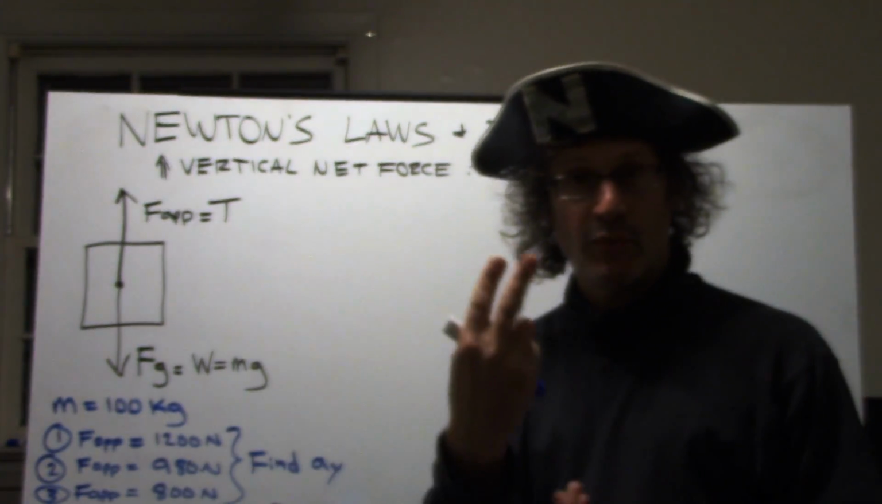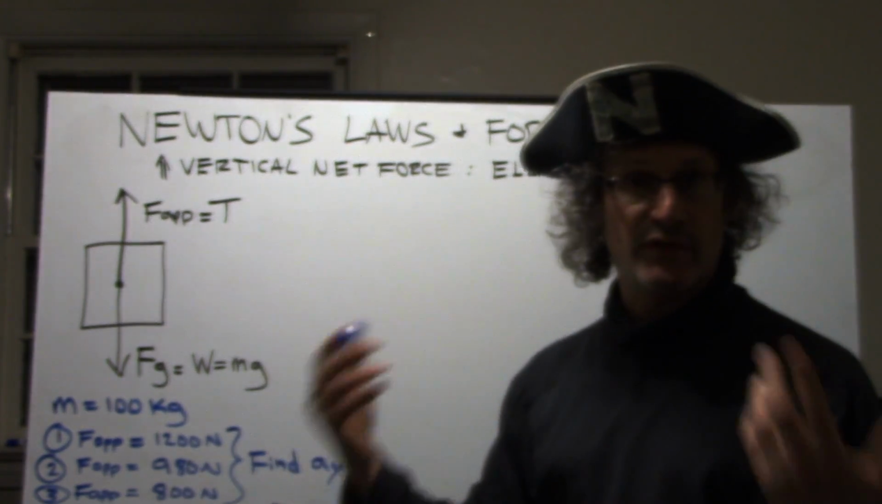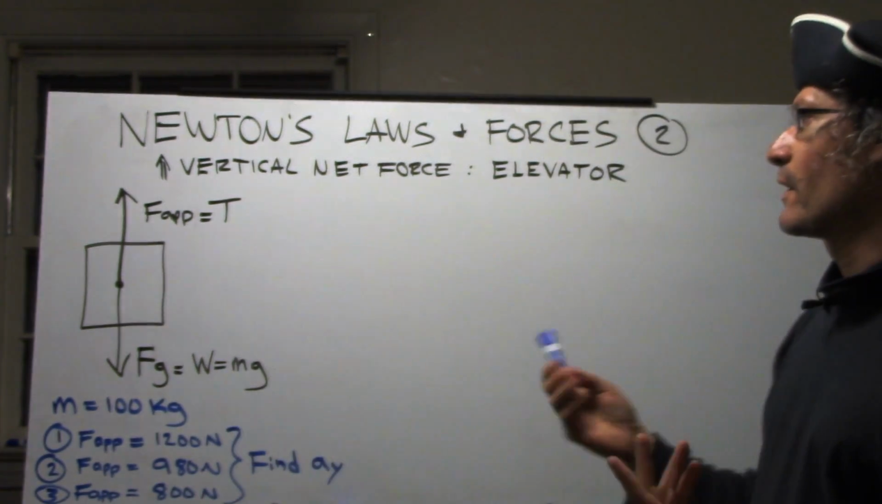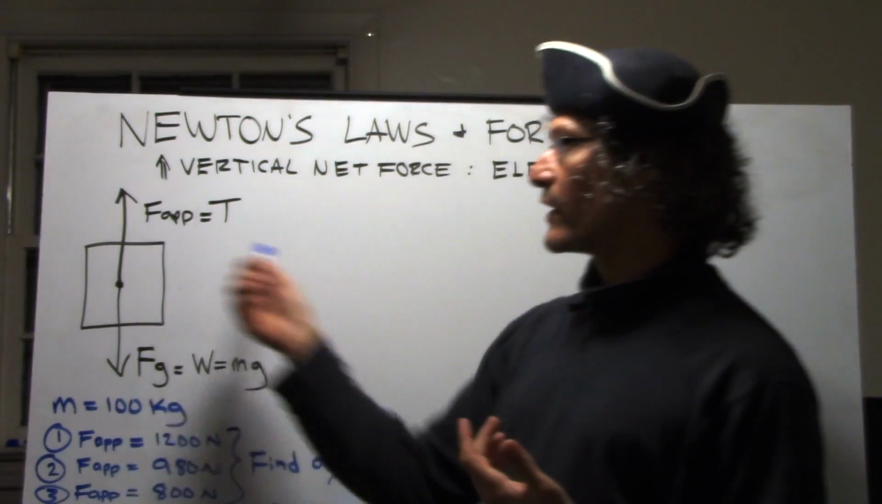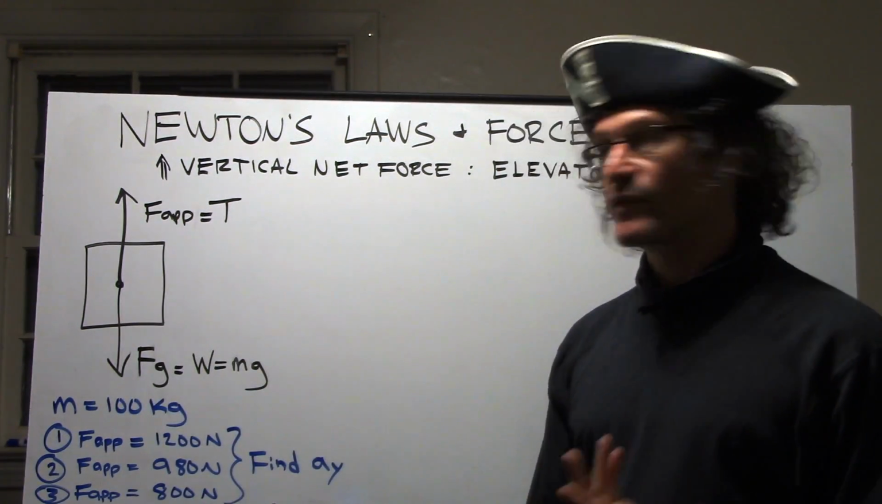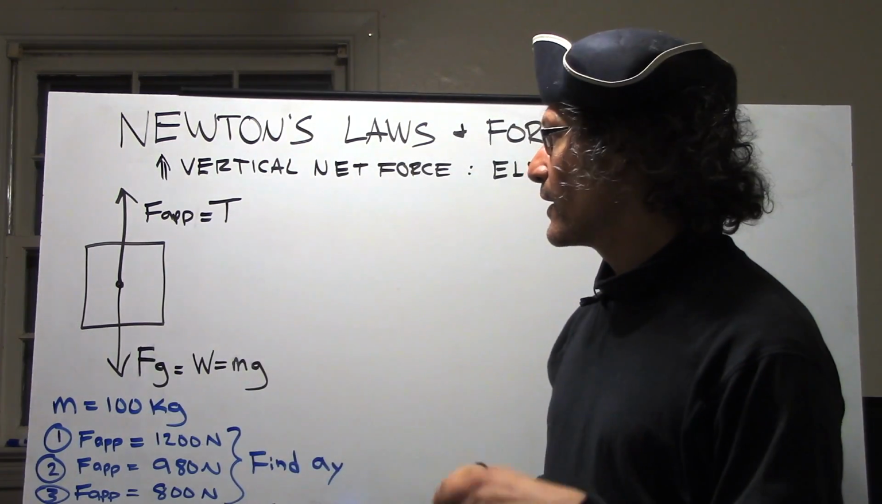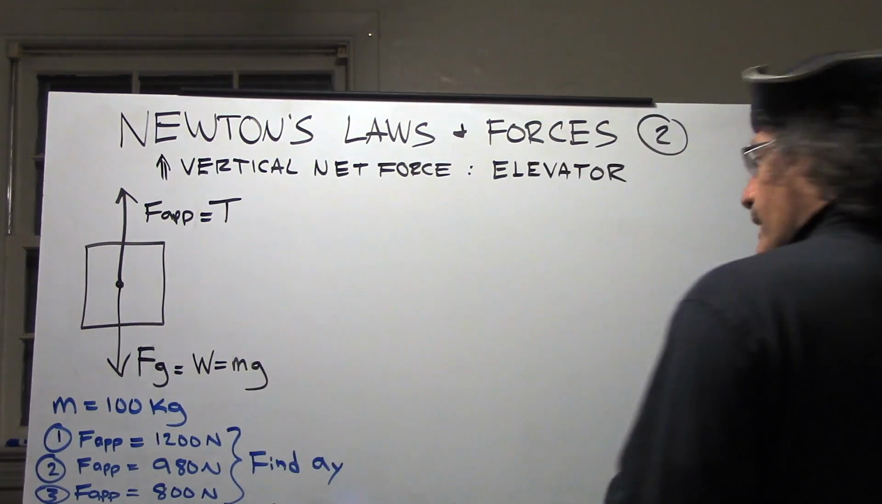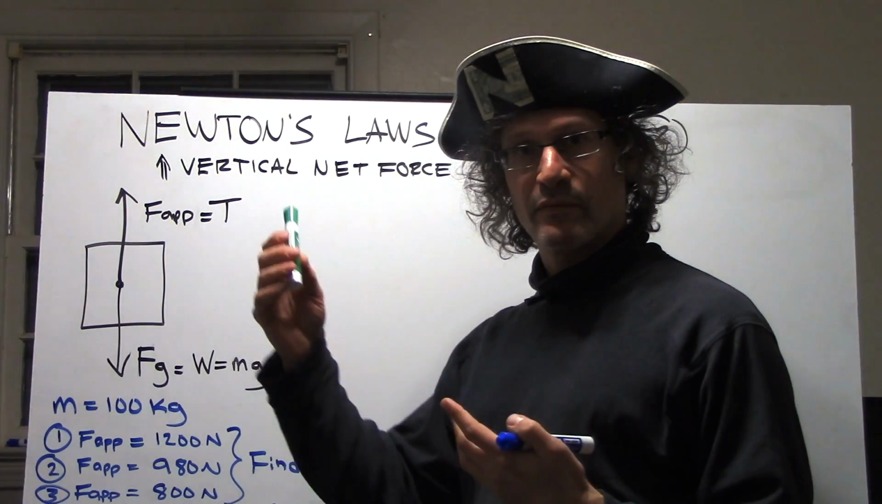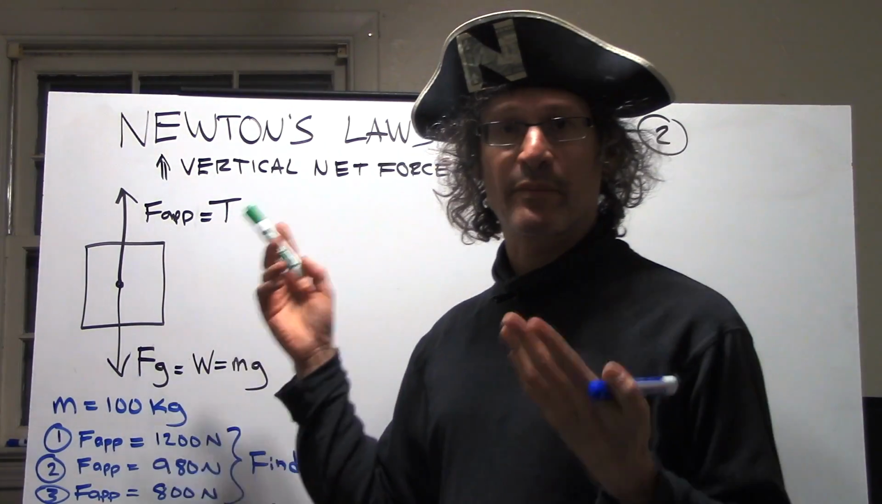Newton's laws and forces 2. Vertical net force. This is an elevator style problem. And we have no horizontal forces acting in this situation. We just have force applied now, instead of in a horizontal direction to the right, going upwards. And that carrier of the force, the type of force, will be tension.